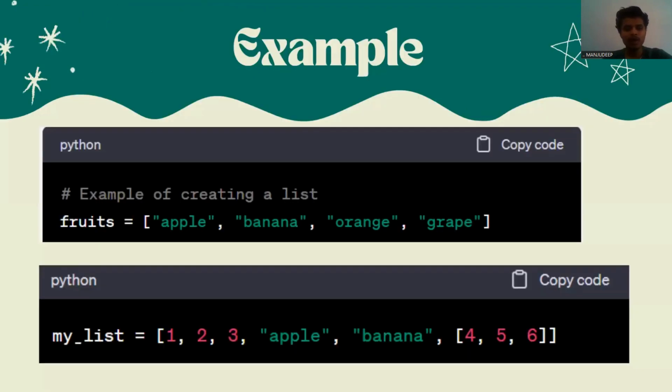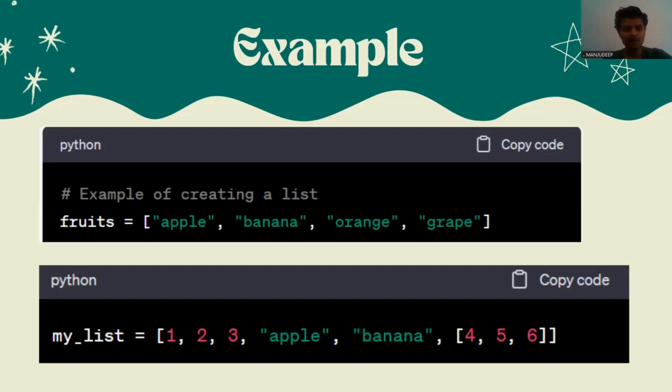An example of creating a list. Usually while creating a list, the strings which are used as the values of the list should be in double inverted commas, as shown here. Here the list name is fruits equal to open the square brackets, and as it is a string, it should be in double inverted commas: apple, comma, banana, comma, orange, comma, grapes, and close the square brackets.